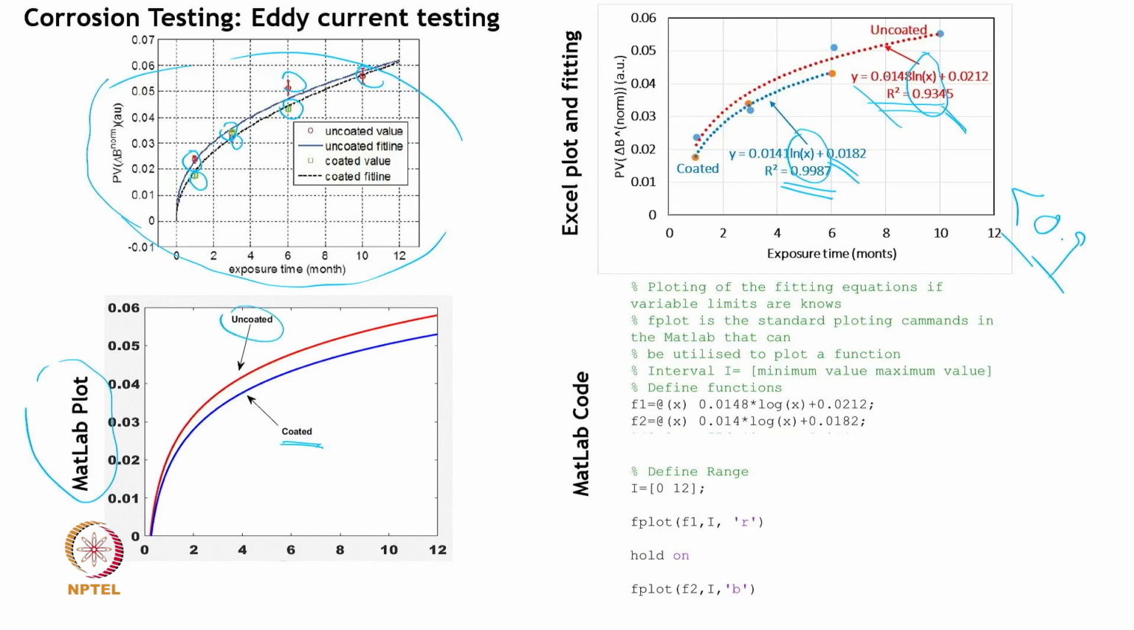Now, the relation we have developed has been given in the MATLAB code. You can see here 0.0148 into log x, that has been given in this relation, and this is a constant. The same thing happens in the next case also: 0.104 is the value here into log x, and 0.0182 is a constant value.